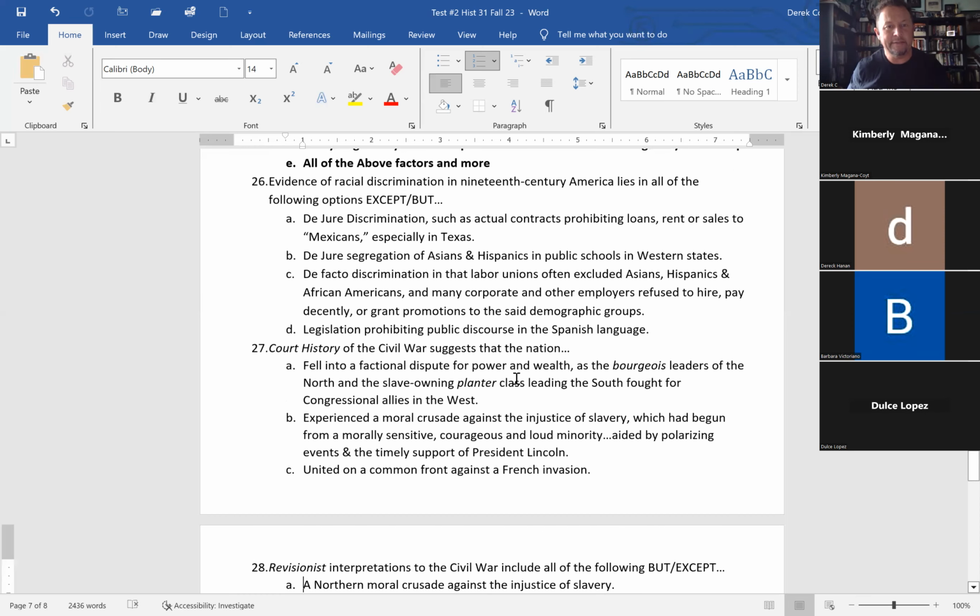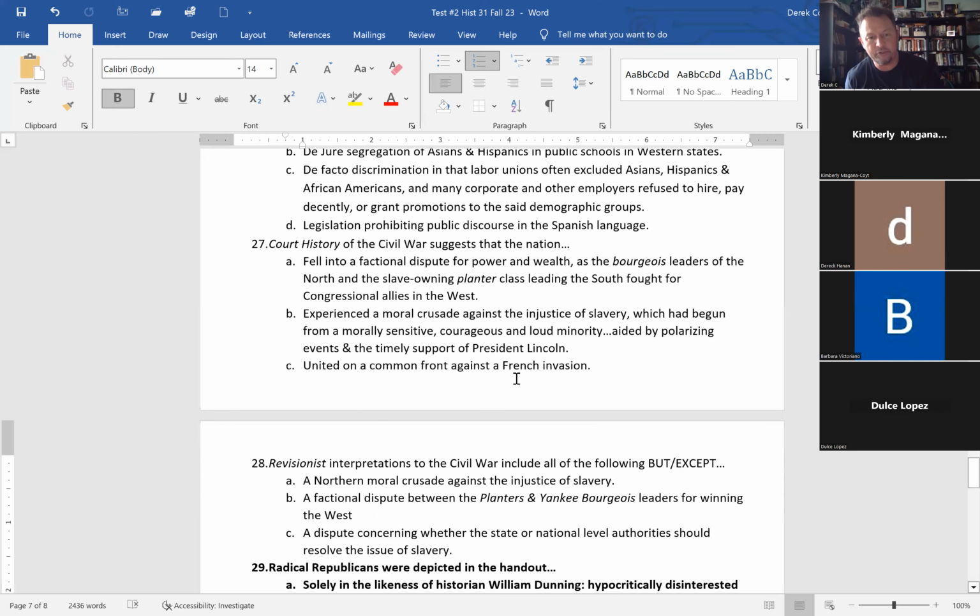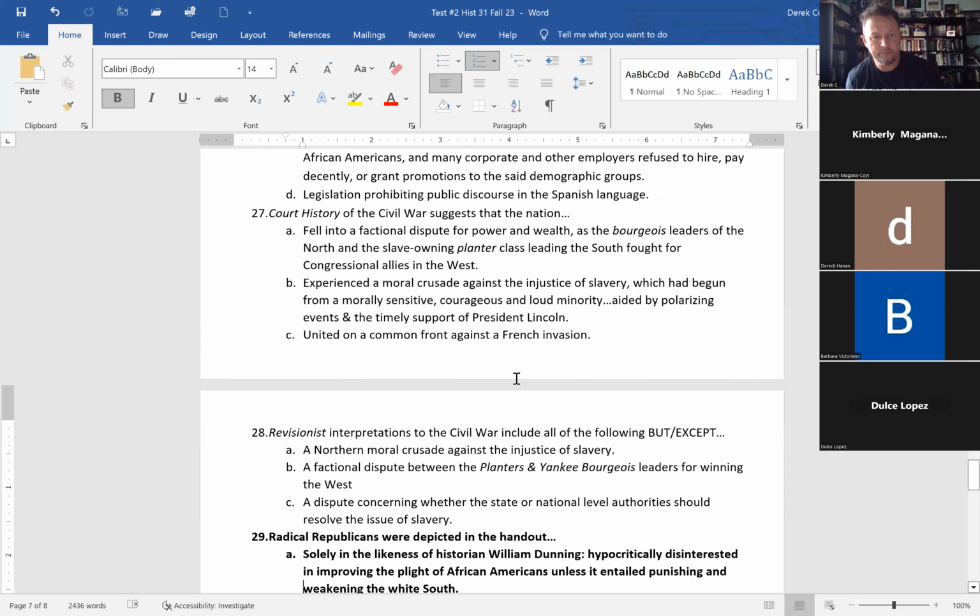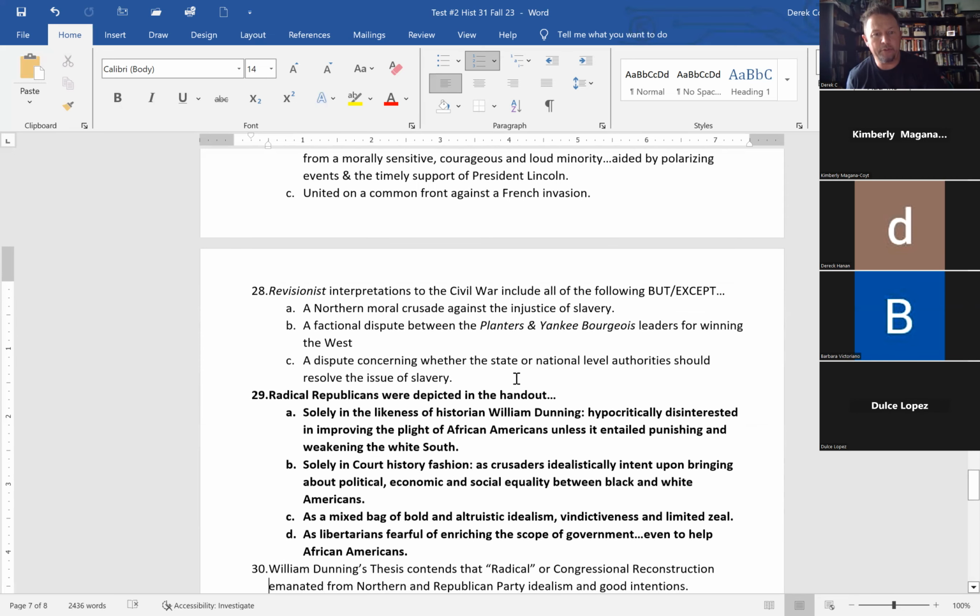All right, so then discrimination of Mexican Americans is found in number 3 of the antebellum westward assignment. And then court history of the Civil War is found in number 1 of the Civil War and Reconstruction one. Revisionist is found in number 2. So right out of those. Then what did I put here?